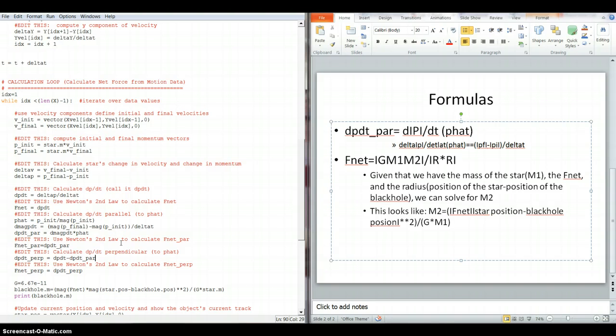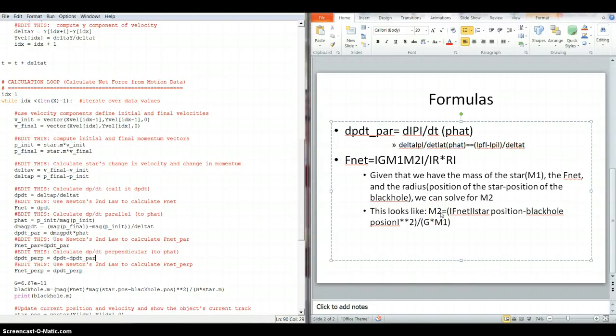In order to find the mass of the black hole, we wanted the program to do all of the work for us. In the formulas that we learned, we know that the F net is equal to the gravitational constant times mass 1 times mass 2 over the magnitude of the radius squared. Here, since we are given the mass of the star, mass 1, the net force, and the radius, which is simply the position of the star minus the position of the black hole, we can solve for M2.